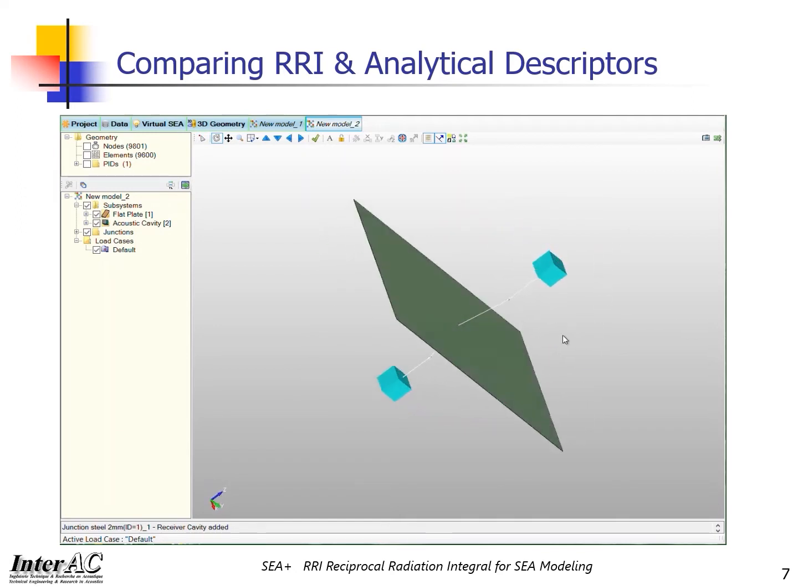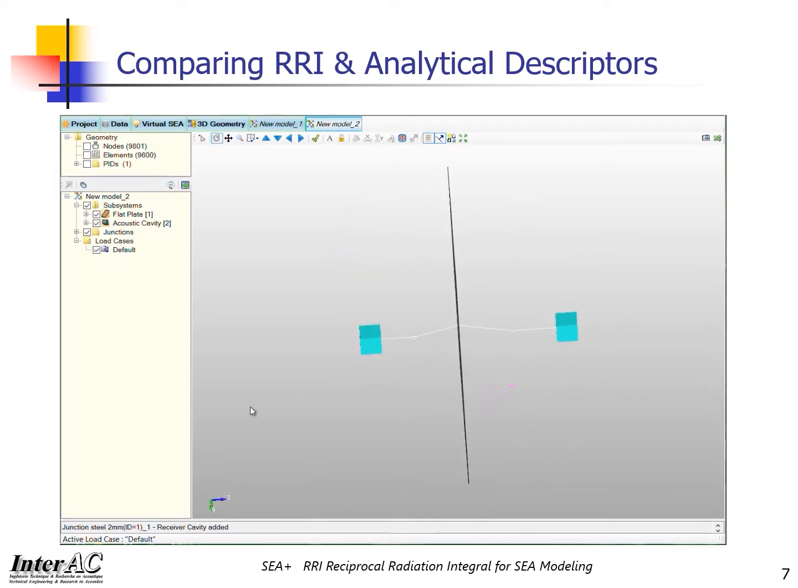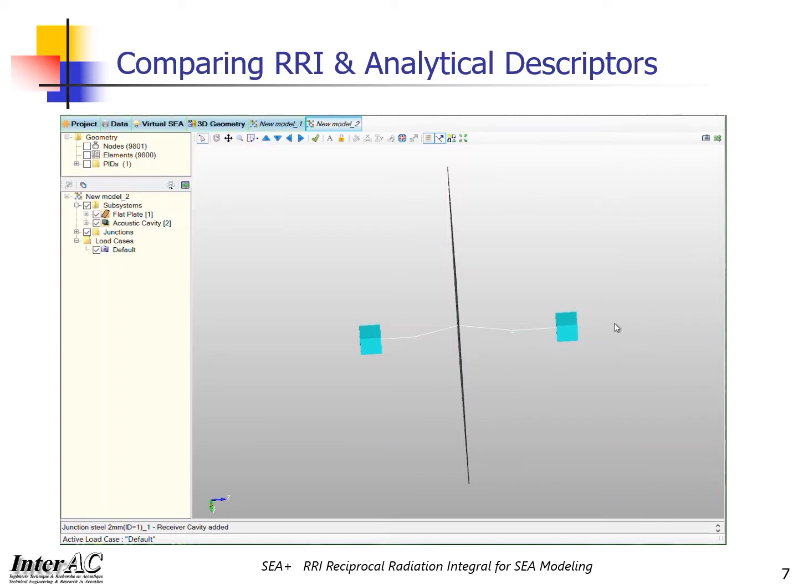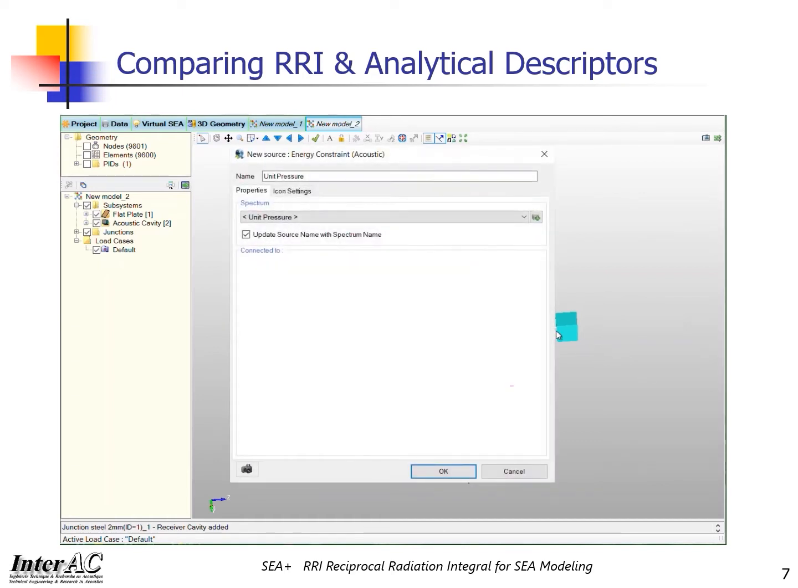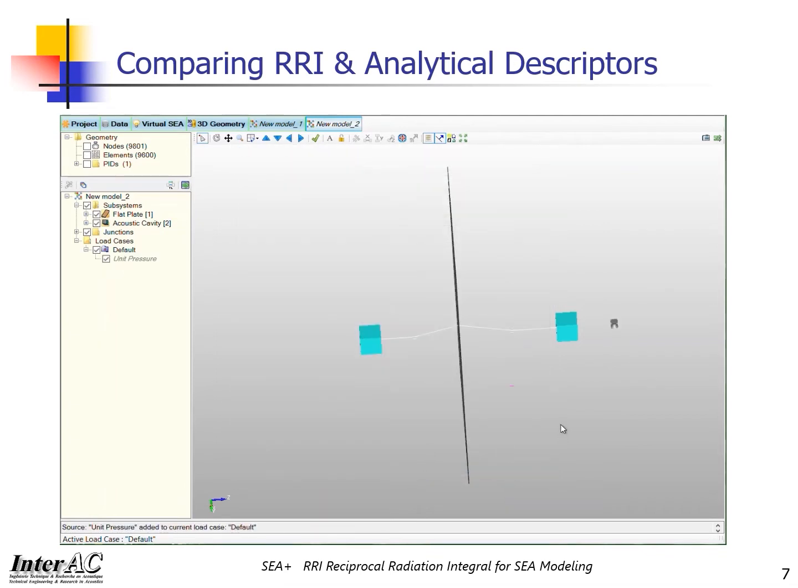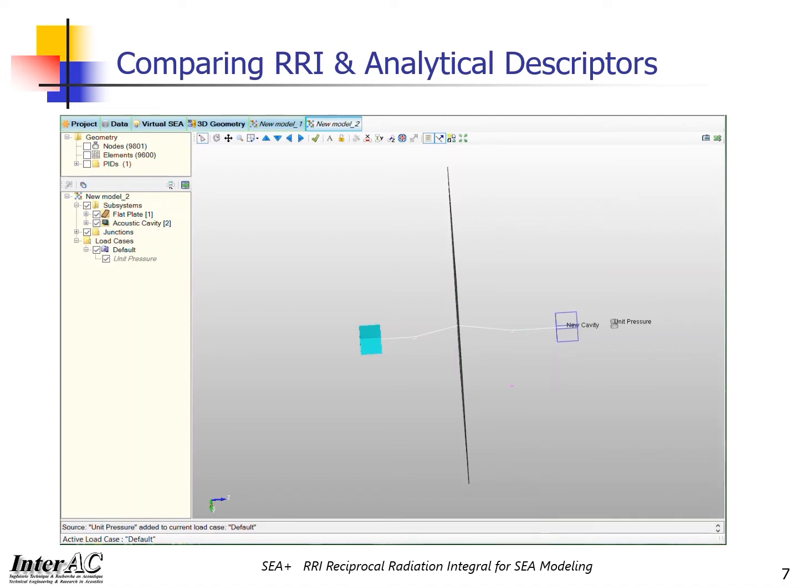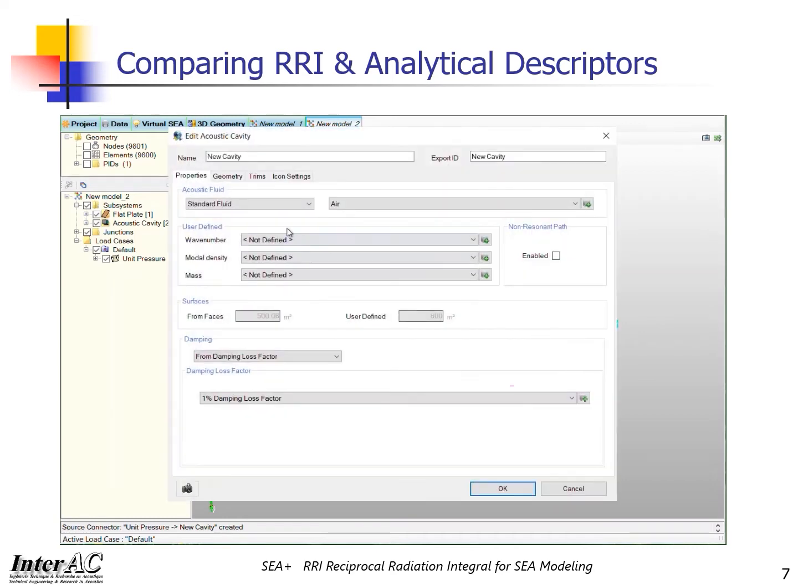And I will add power as constraint. So add source, user, energy constraint. Okay, unit pressure in the emitter cavity. Connect source. Receiver. I don't really change this. I need to put emitter. Okay. All right, this is done.